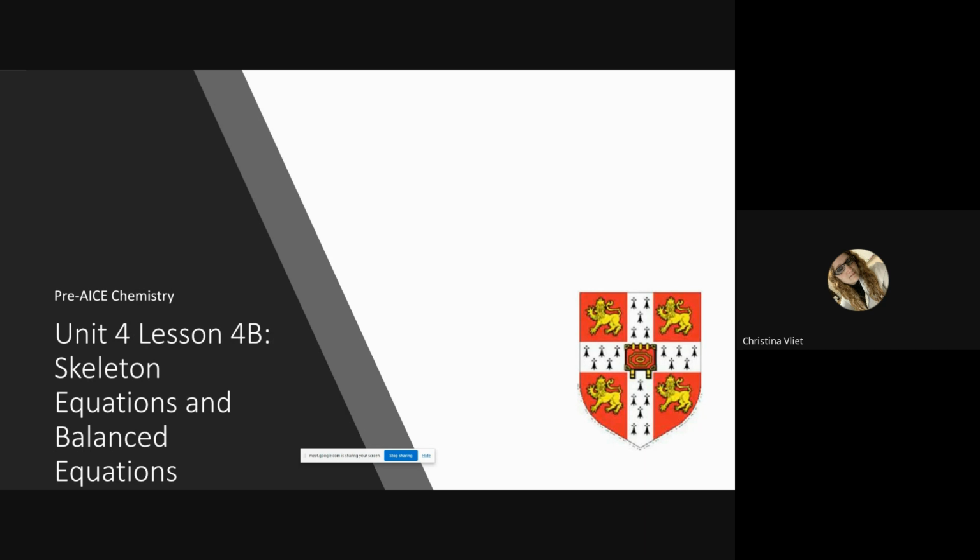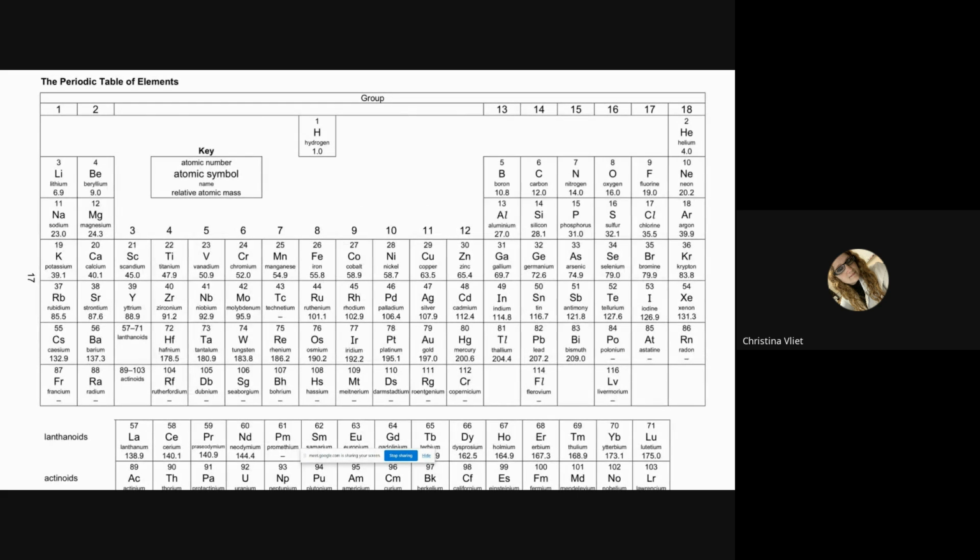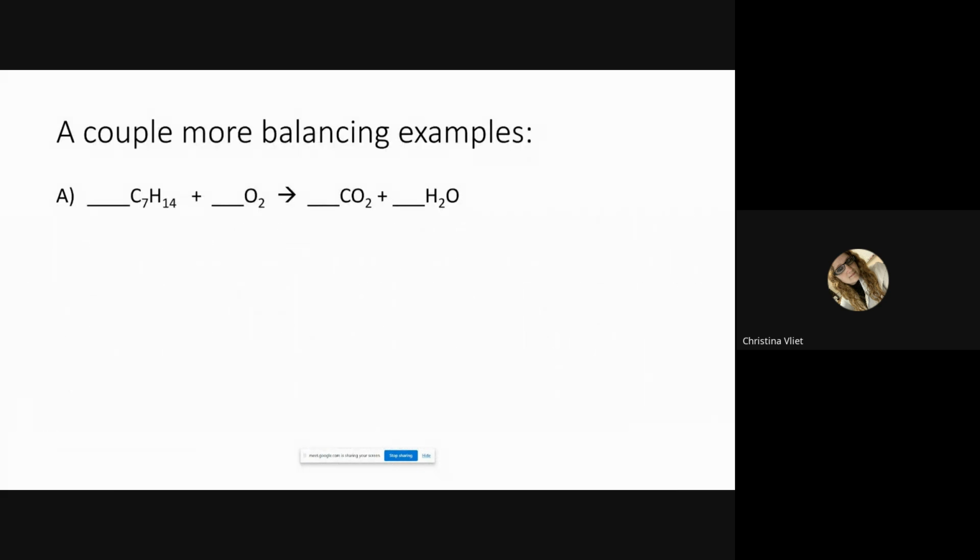All right, Unit 4, Lesson 4B, skeleton equations and balanced equations. It's a pretty quick lesson, but I have a decent amount of examples on skeleton equations so you understand what to do. We're going to go ahead and start with a couple more balancing examples. So what I'm going to do for these is I'm going to pause, write the question down, see if you can solve it first. So this is like a level 2.